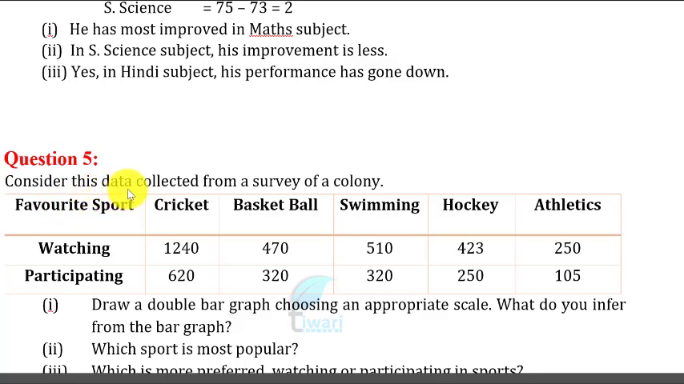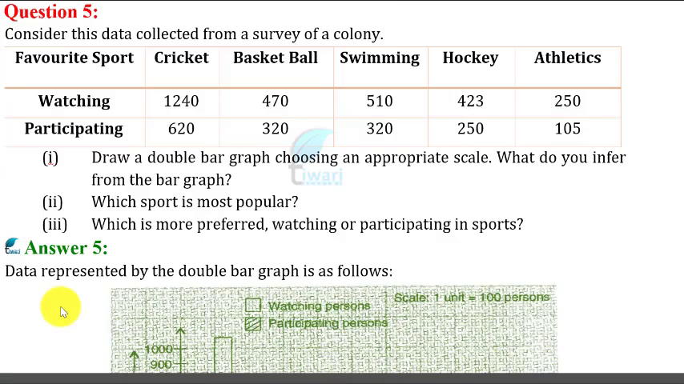Consider this data collected from a survey of a colony. Here they have given data in a row: favorite sports, cricket, basketball, swimming, hockey and athletics, and the second row is watching and participating. So here there are 3 questions.